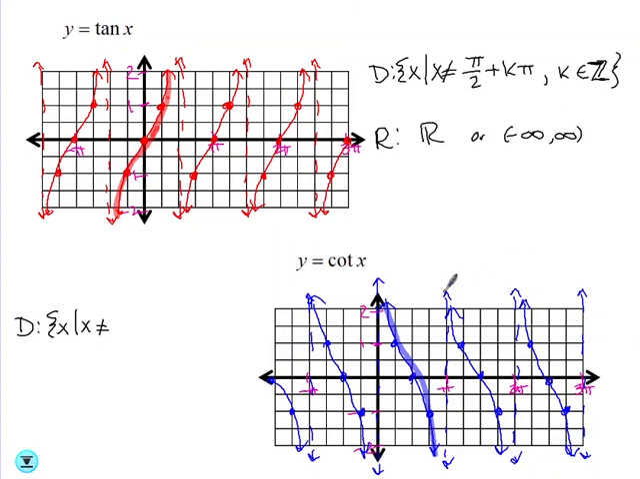We have 1 pi, 2 pi, 3 pi, negative pi. All of those values are asymptotes. So we can just say that x does not equal k pi, where k is an integer. And then the range is all real numbers, or negative infinity to infinity. So those are our basic graphs for tangent and cotangent.